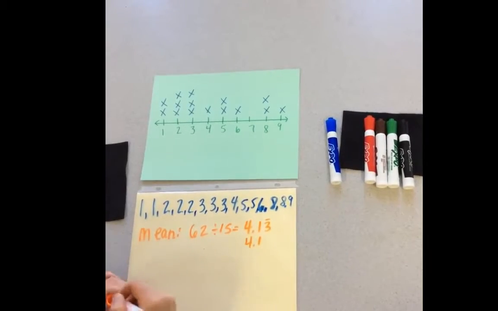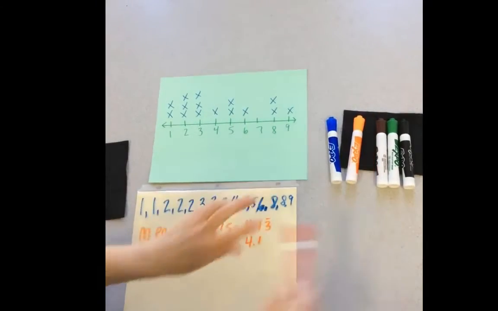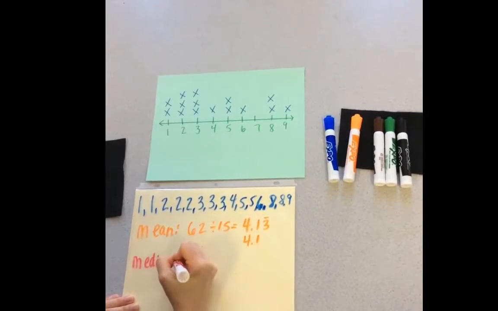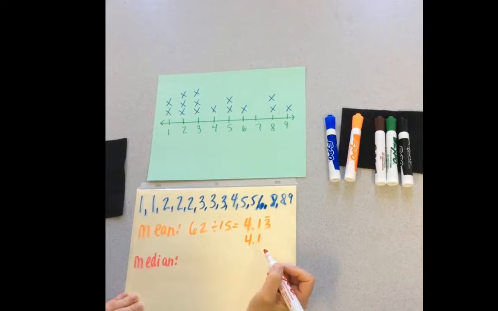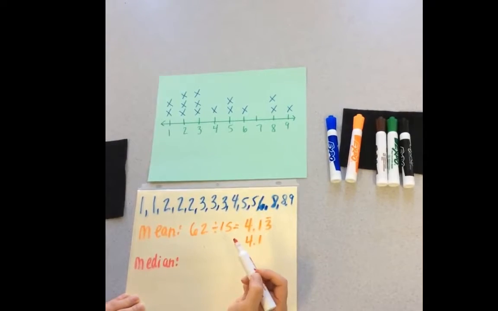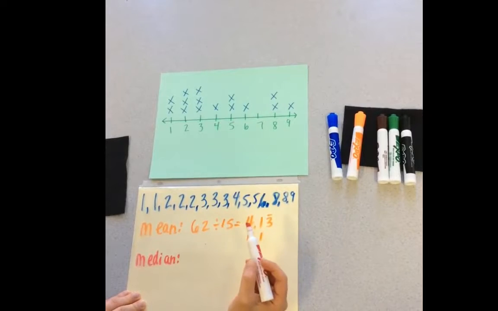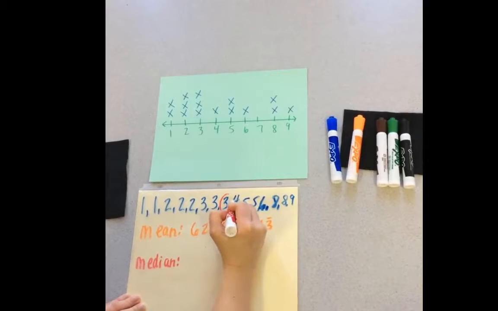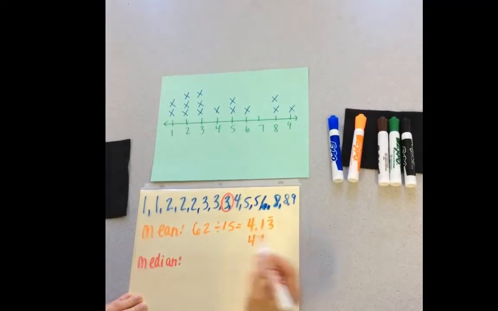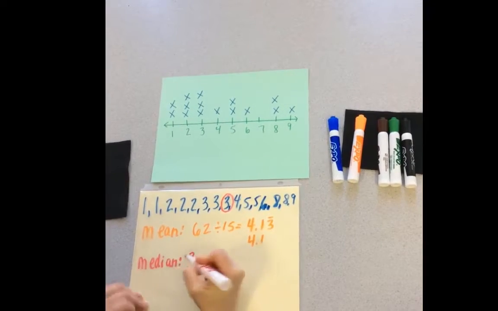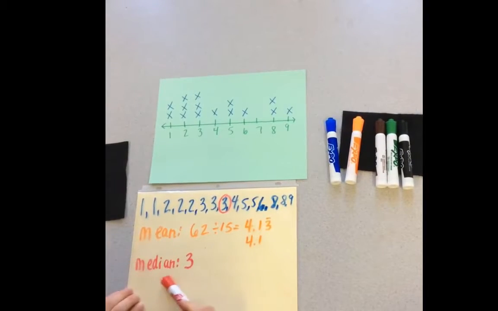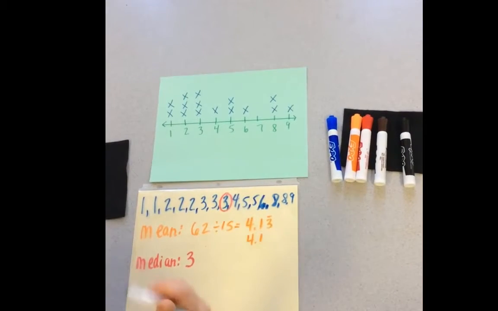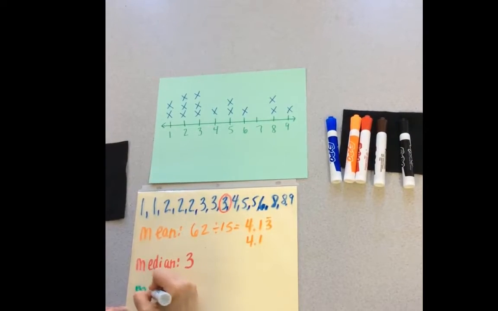Okay, now how about the median? Remember, the median is a middle number. Since there are 15 points on this data set, we can find the number that is exactly in the middle. And in this case, our median is the number 3. So now that we know that the median is 3, we are now going to check out the mode.